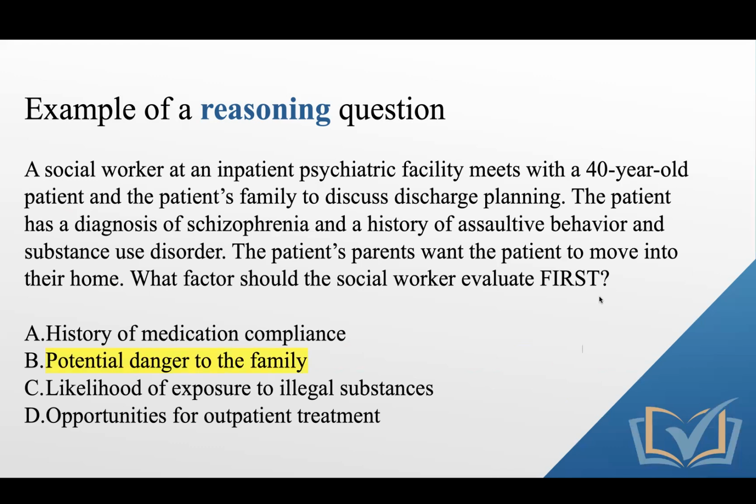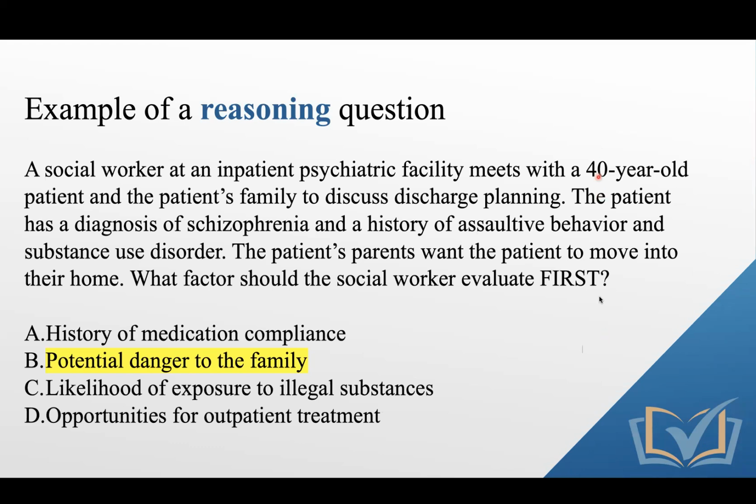Example of reasoning questions. So remember, when it comes to reasoning questions, you want to sort through the information that you have learned, along with considering the situation and other relevant information. As you can see in this question, there's a lot of information here. So let's break it down together. The correct answer is B for this question, potential dangers to the family.